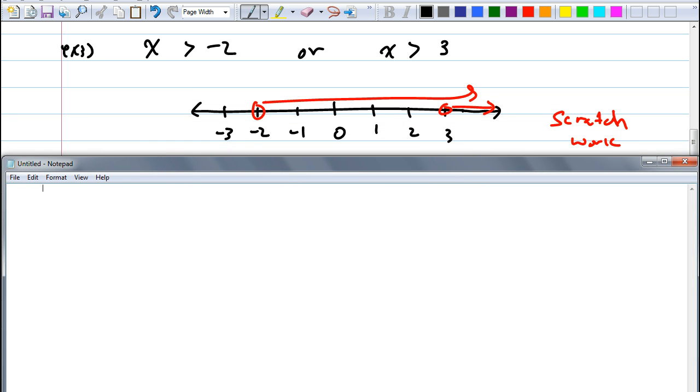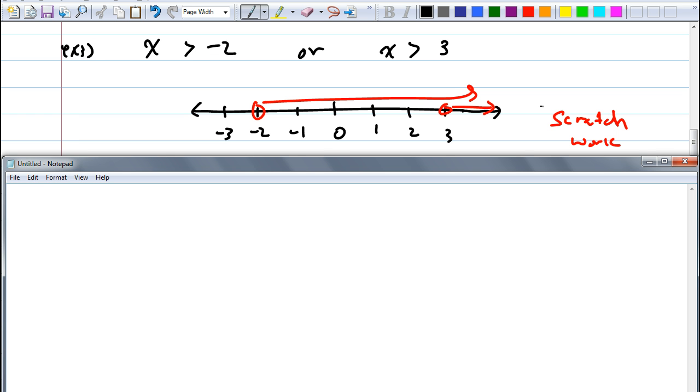So here's my scratch work, right? You get x greater than -2, and then it's an open circle. X greater than 3, so there's an open circle at 3. Now, when we say or, what do we mean by or? We want the solution of both of them all together. So what would that look like?